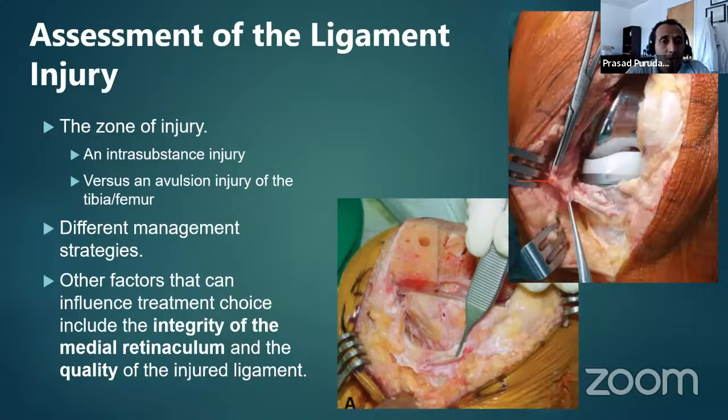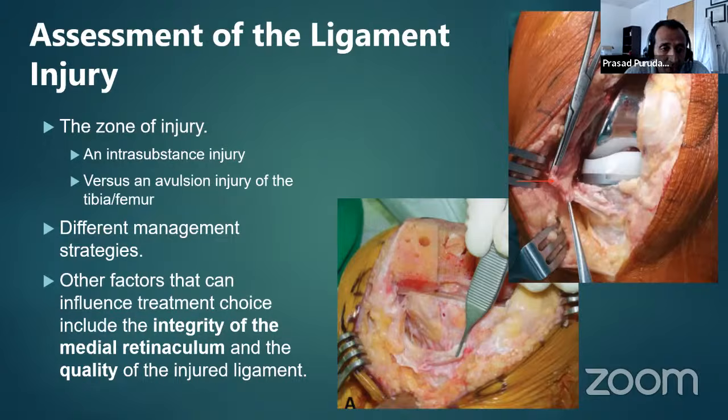Once we recognize that there is injury to the collateral ligament, the next step is to identify where the injury is, because this is very important as far as further management and the treatment options. The injury can be intersubstance, also called mid-substance injury, which is most often due to direct injury from saw blades. The other possibility is an avulsion type of injury, which could be from the femur side or from the tibial side.